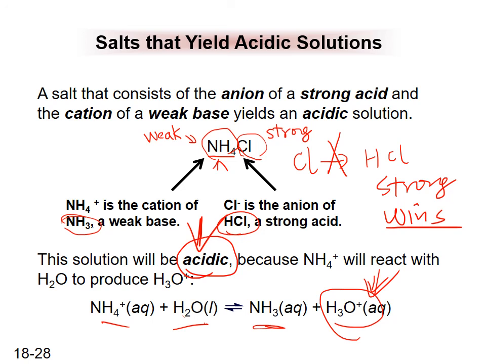But the real reason the solution is acidic is that the cation comes from a weak base, so there's an equilibrium between it and the weak base. It reacts with water to give back the weak base, and the water becomes hydronium ion, and therefore the solution is acidic.